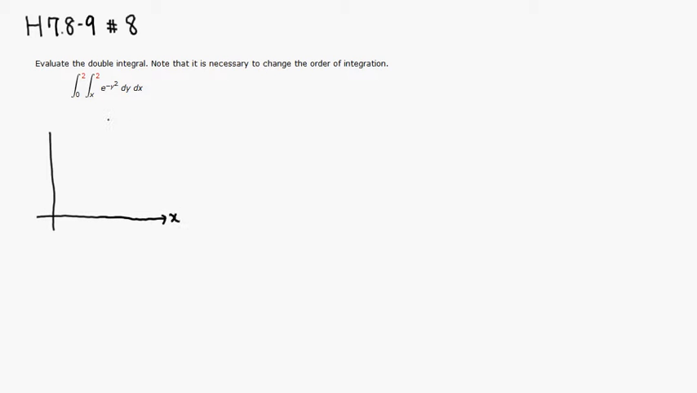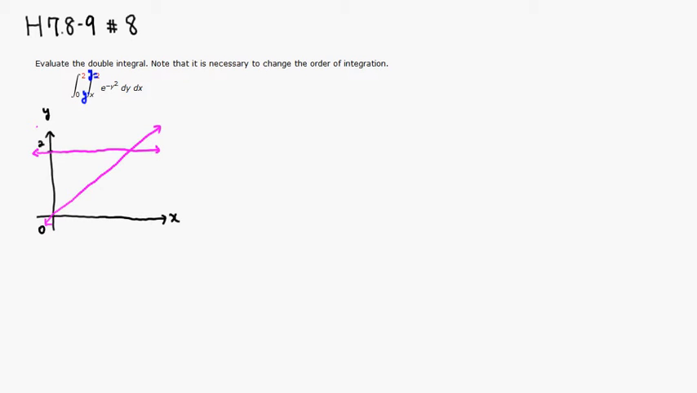Here's the x-axis, origin, and here's the y-axis. It looks like the lower bound is y equals x, to y equals 2. y equals x is just a straight line, so it's going to look something like that, and y equals 2 is the horizontal line, probably somewhere around there.